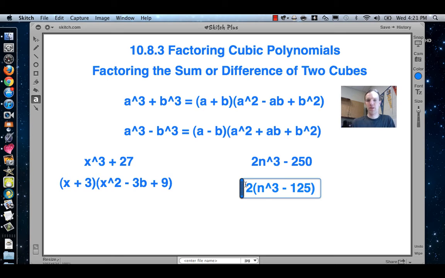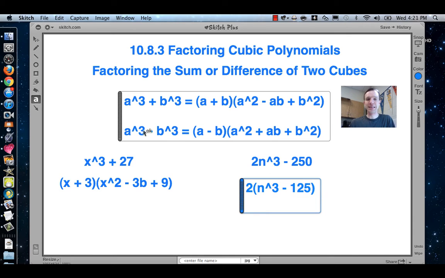Okay. Now you should notice that n cubed is a perfect cube, obviously, because it's to the third power. And 125 is a perfect cube of 5. 5 times 5 is 25, times another 5 is 125. Okay. So since it fits the difference of perfect cubes, we'll follow this pattern. Again, the value of a is going to be the cube root of n to the third, which is n. b will have a value of the cube root of 125, which is 5.